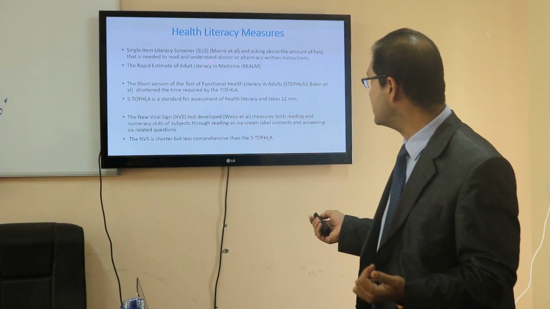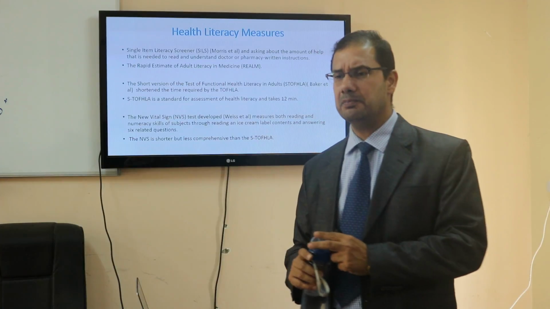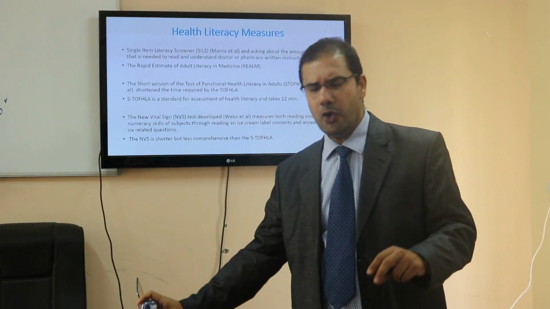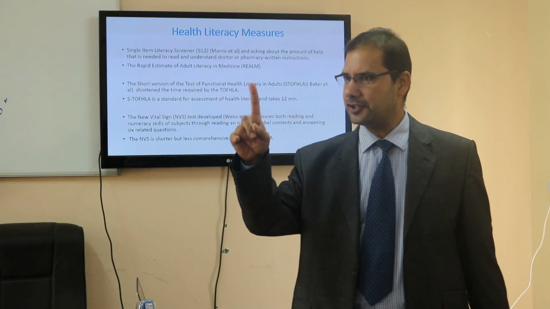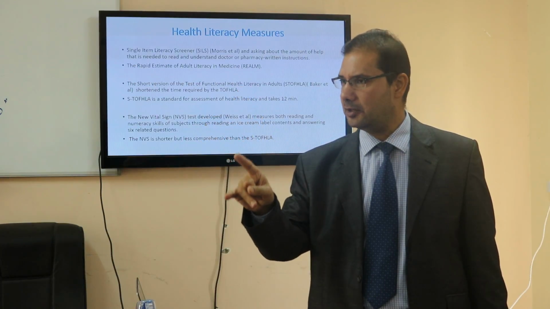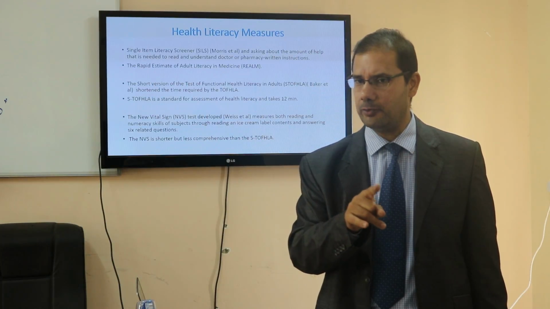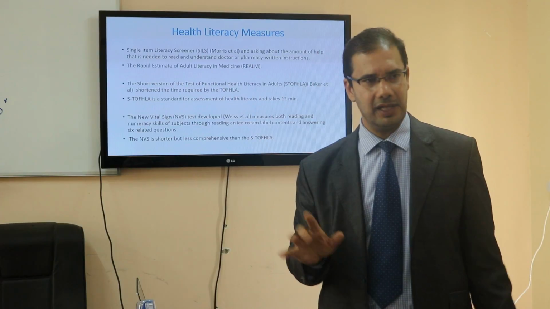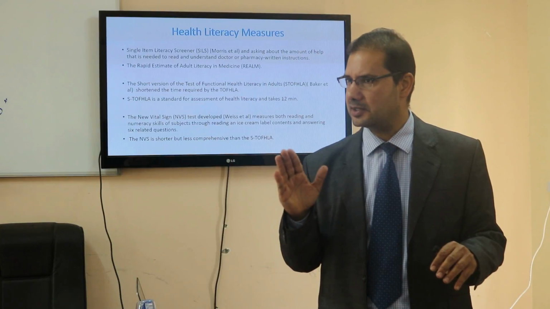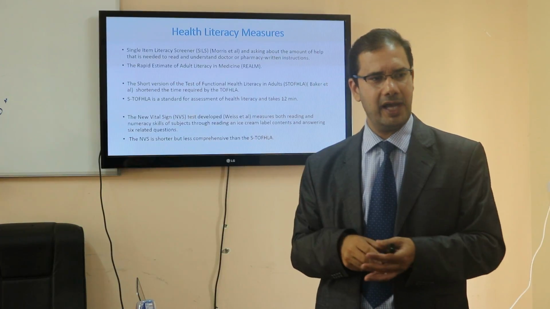The first one is CILS, which is the Single Item Literacy Screener. CILS is the simplest one. We only need to ask one subjective question: do you need help to understand your instructions from your pharmacist or doctor? That's it. And you have 5 choices: always, often, sometimes, rarely, never. This is the simplest one. You can ask it in your pharmacy.